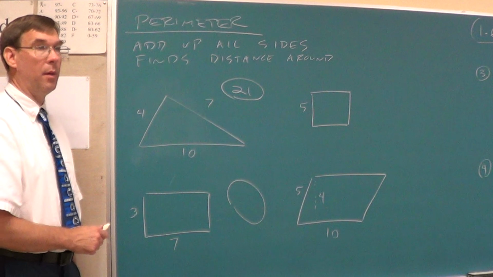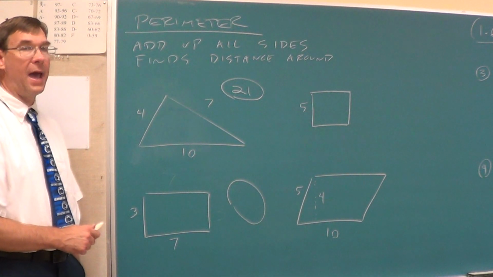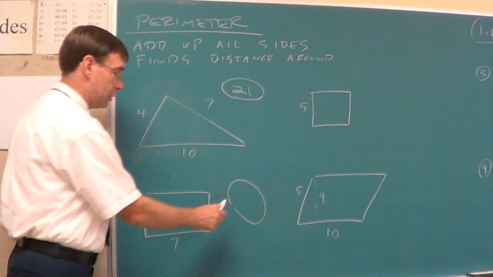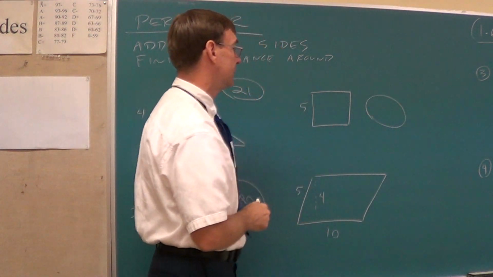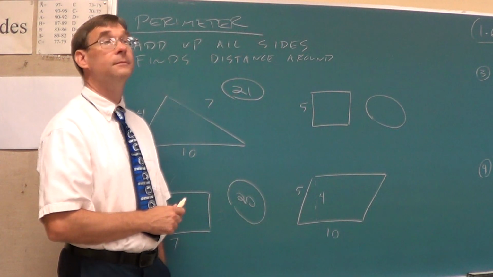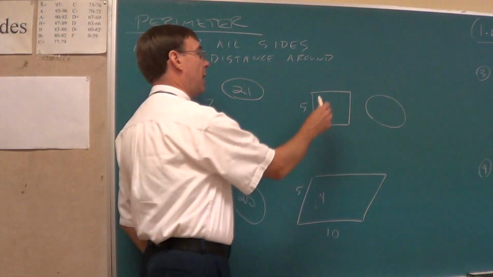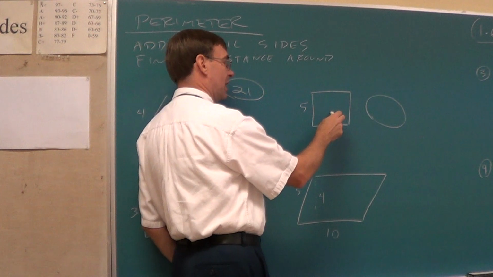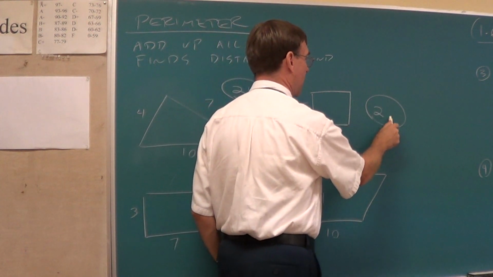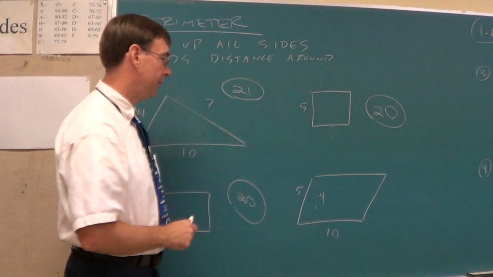So how much is the perimeter going to be off of that if we add every single number? 20. That is going to be 20. If I go to do this, that's going to be another 20. Because everybody's 5, just yell, what shape is this? That's a square. Squares, they're all the same.